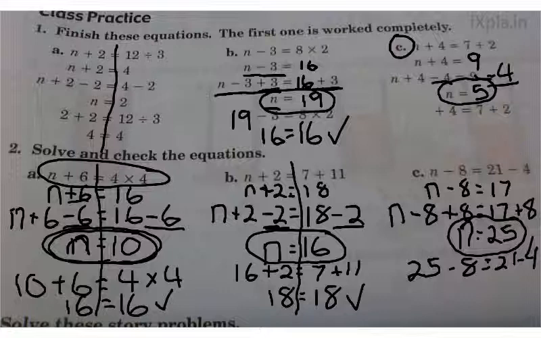Now when they check the problem, instead of n, you're putting a 5 right here. 5 plus 4 is 9. 7 plus 2 is 9. That's not your answer, so don't circle it, but put your check mark there, showing that it does check.